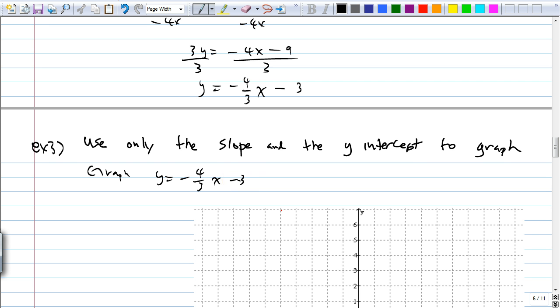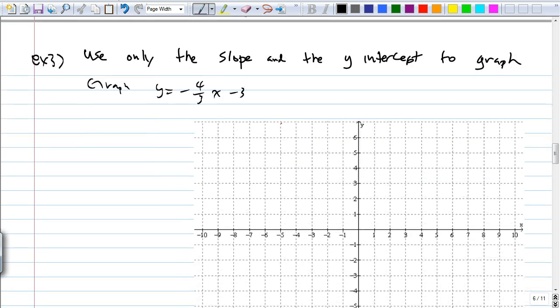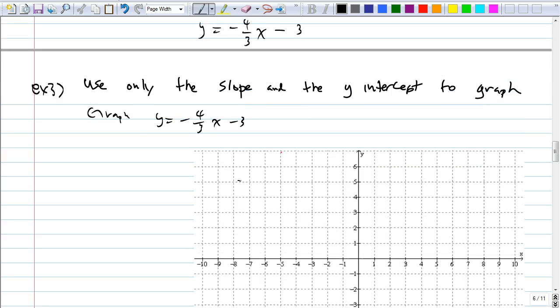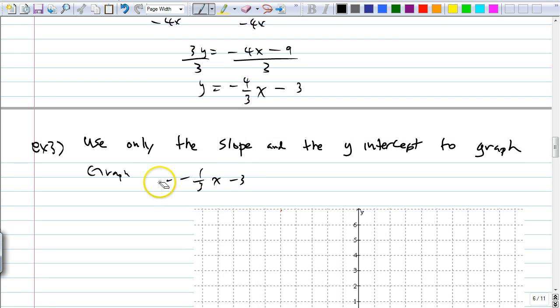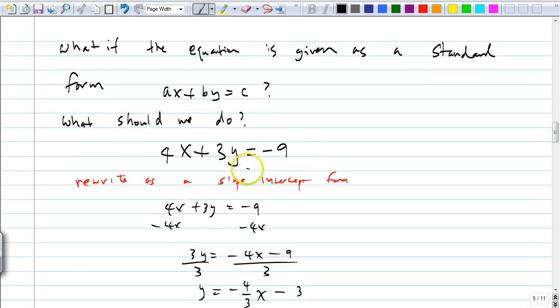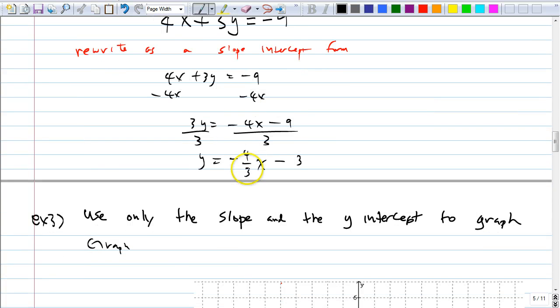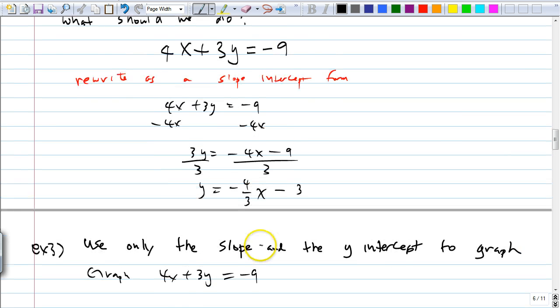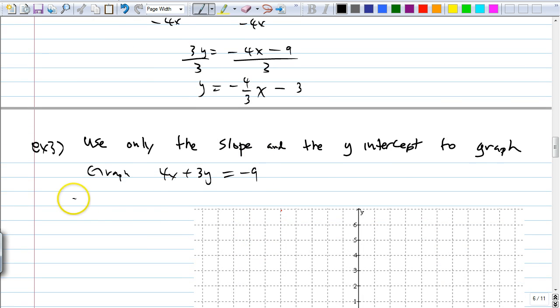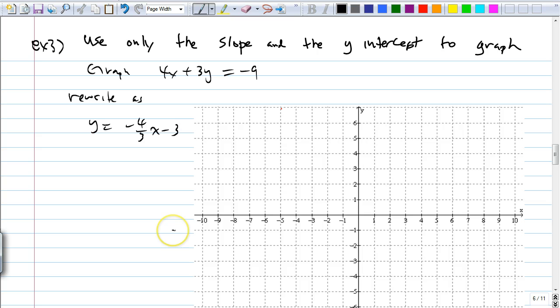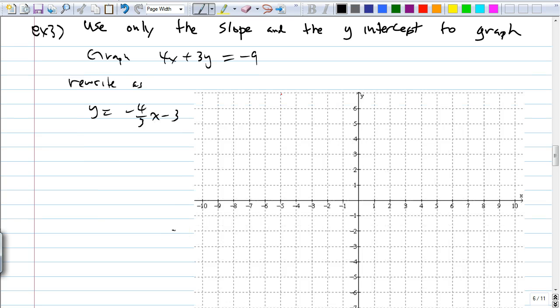Do you know how to graph? Okay, go ahead, everybody try. So basically, I am asking you to graph 4x plus 3y equals negative 9, and of course, you have to rewrite this in slope-intercept form as y equals negative 4 over 3 x minus 3. You see how easy that becomes, right? Once you rewrite it in slope-intercept form, we know how to graph. Everybody go ahead and try.